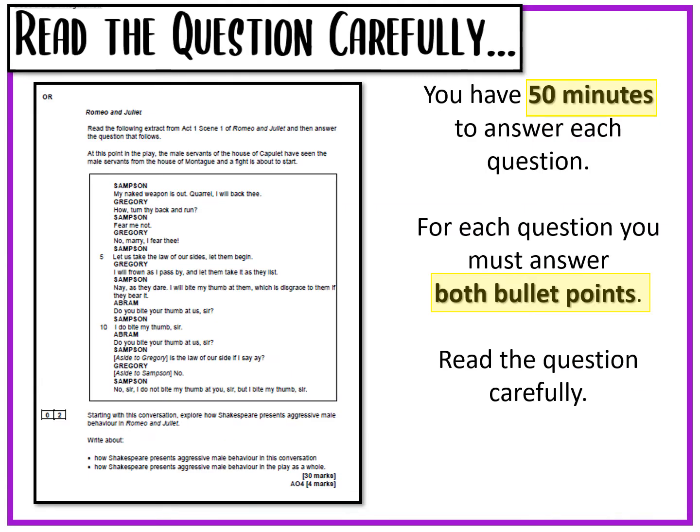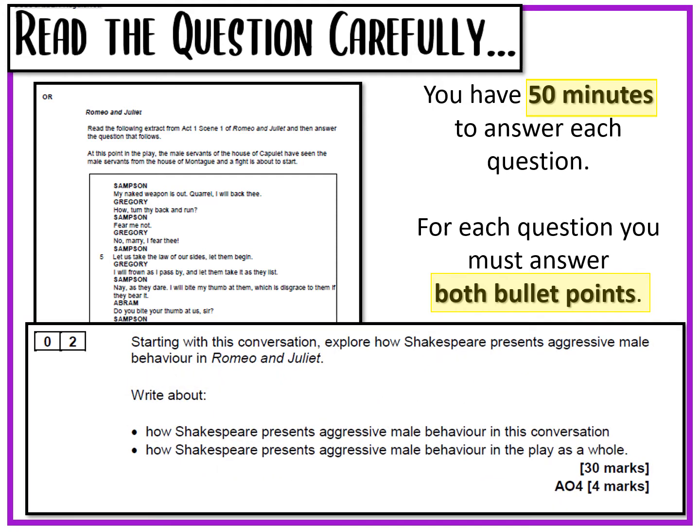The questions for the 19th century novel and Shakespeare texts look very similar. In each case, you will be given an extract from the text and a question which will then focus on the extract and also require you to think about the rest of the text. For each question, you must answer both bullet points. One bullet point will focus on the extract, whilst the second bullet point will require you to think about the text as a whole.